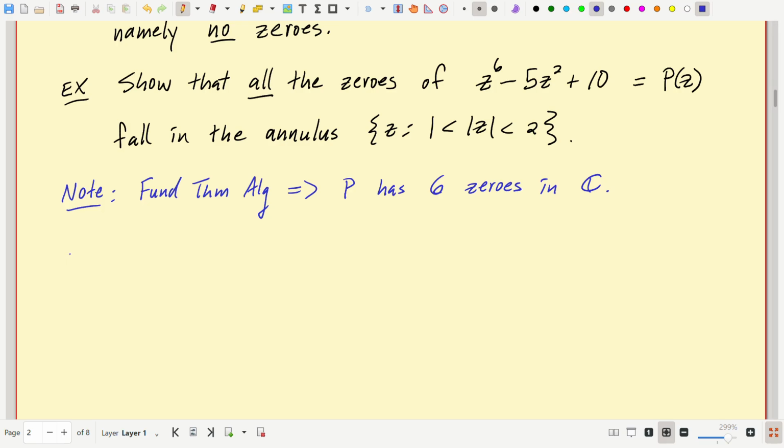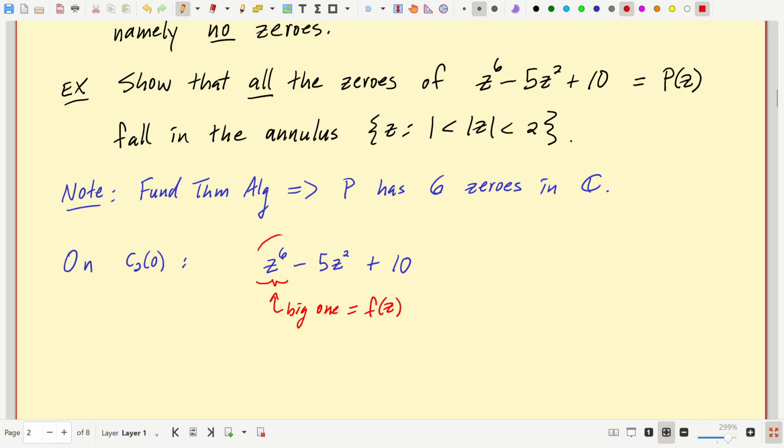So on C2, let's think about which one is the big one. Then what, 2 to the 6 is pretty big, right? Is that 32 or something? So let's see, I would have z to the 6 minus 5z squared. That would only be 4 times 5, that's like 20. And 10 is only 10. So z to the 6 is the big one. That's the one I'm going to call f of z.